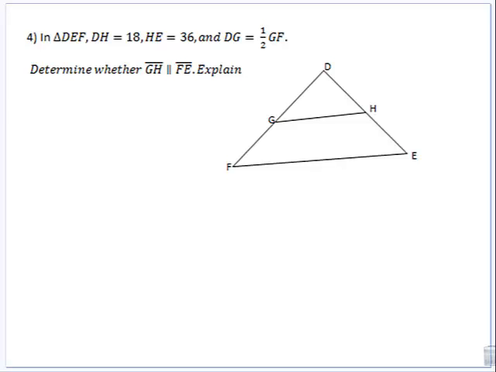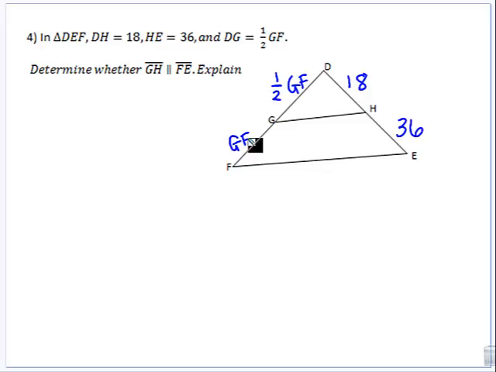So start off by labeling. So DH is 18, HE is 36, and then DG here is half of GF. And then I guess we'll just label that side as GF because we're using it in the other one. So how would we set up this proportion?